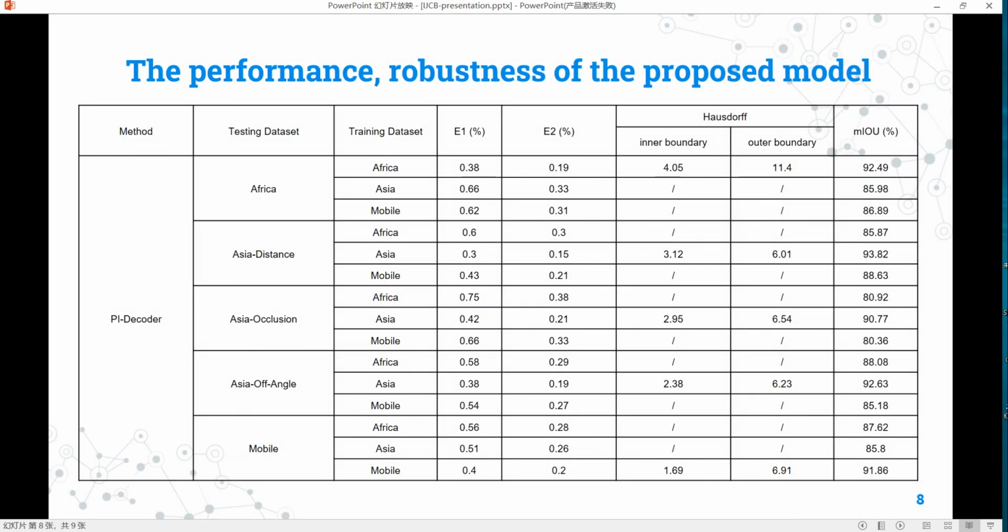As shown in the table on the screen, the PI decoder we designed has achieved satisfactory results. The PI decoder has good performance and robustness. It also allowed us to get 2nd place in this competition.